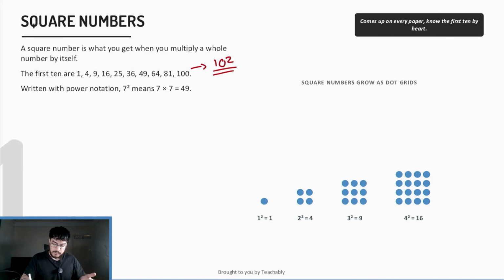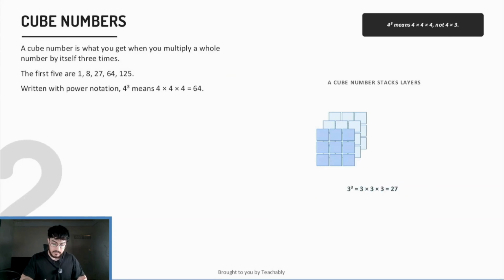So, these come up on every paper. First, you should know at least the first 10, so 1 through 10, by heart. Memorize them, because in a lot of further topics and a lot of the more advanced topics, you will need to be able to identify these relatively quickly. Okay, so make sure you do have some practice on those.